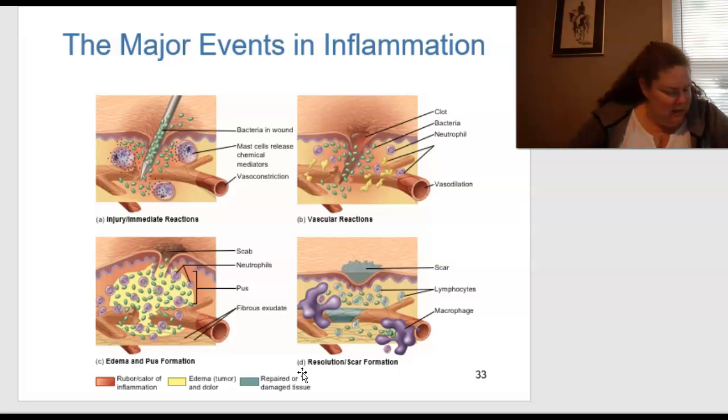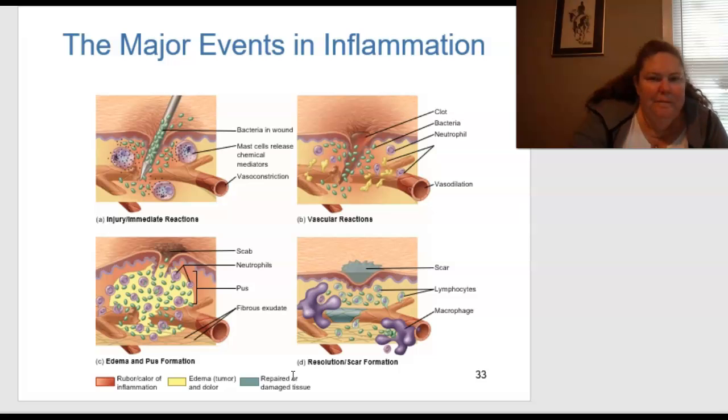Looking a little more closely at the major events in inflammation, this is figure 14.13. You can see the red is going to be the rubor or the calor of the inflammation. The yellow is going to be edema, the tumor and dolor, and then the blue here is going to be the repaired or damaged tissues.